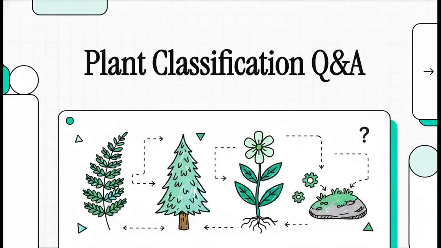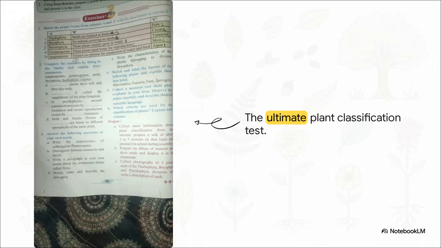Let's get into it. Our source material today is literally the ultimate plant classification test. And you know what's so cool about this? This single document is just packed with clues about plant evolution. By following its strict question and answer format, we're going to tackle this whole thing like detectives solving a mystery. We're not just reading facts here, we're uncovering them by answering the exact questions right there on the page.